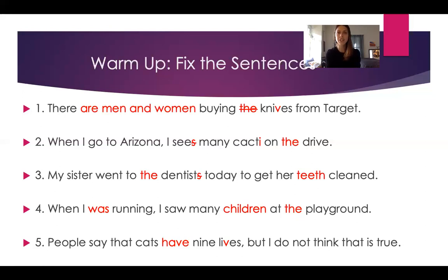Okay, let's take a look at sentence number 2. When I go to Arizona, I see many cacti on the drive. Now let's talk about this. "Sees," that doesn't make sense because you know that "I," as the subject, is singular. So you can't say "sees." So "I see," right? We need to keep this verb without the S. Many cacti. Now, you might have never heard of this word before, and that's fine.